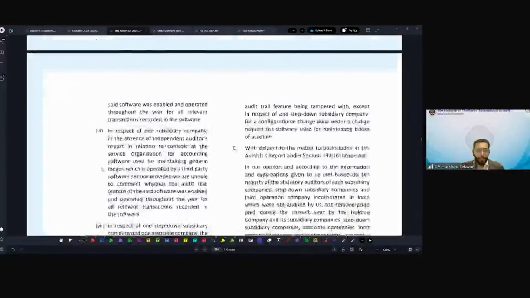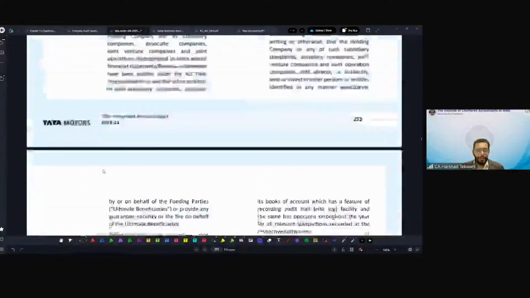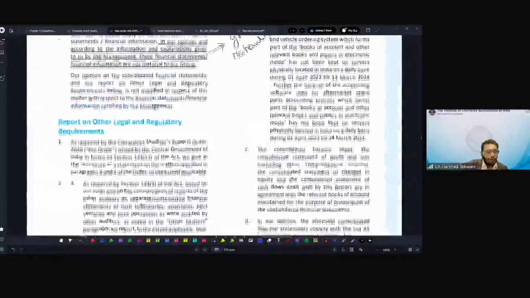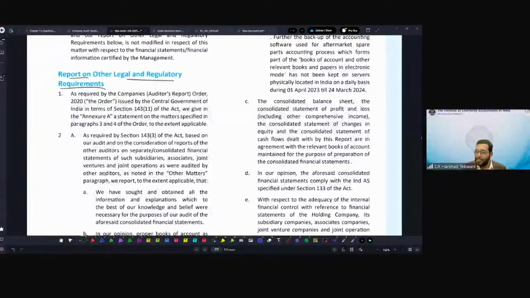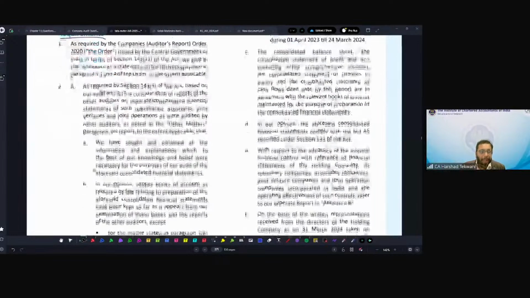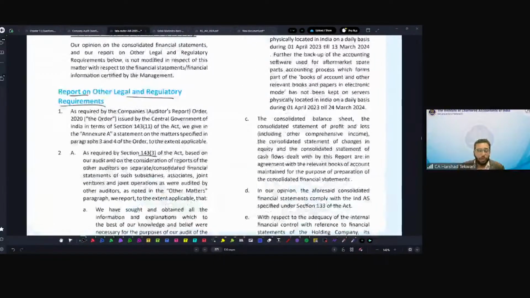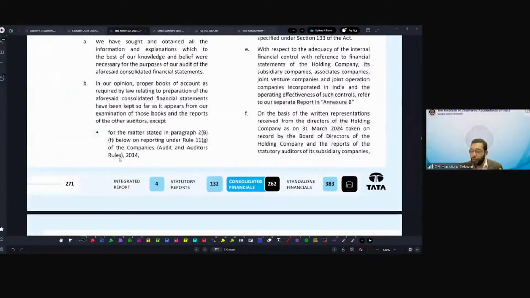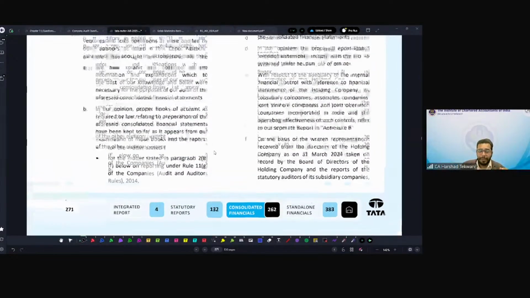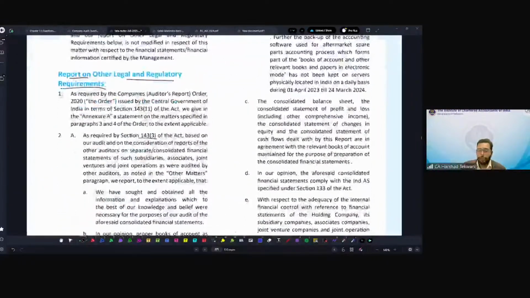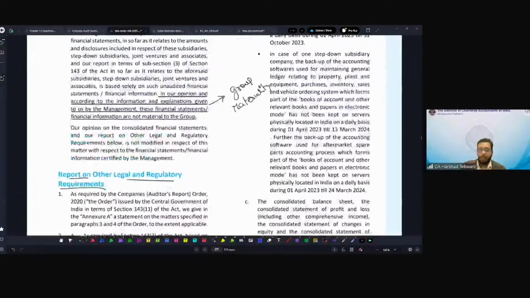Now coming to the rest of the areas, 143.1 and 143.3, yes, these are applicable. See, this is the report on other legal and regulatory requirements. You have the report on 143.3, which are the matters including reports on the matters referred to in Rule 11. If there are other matters in Rule 11 that are required to be reported, those are also there. For example, this one.